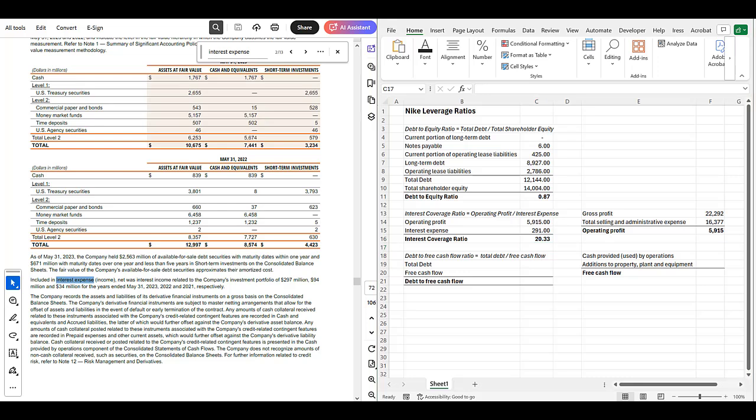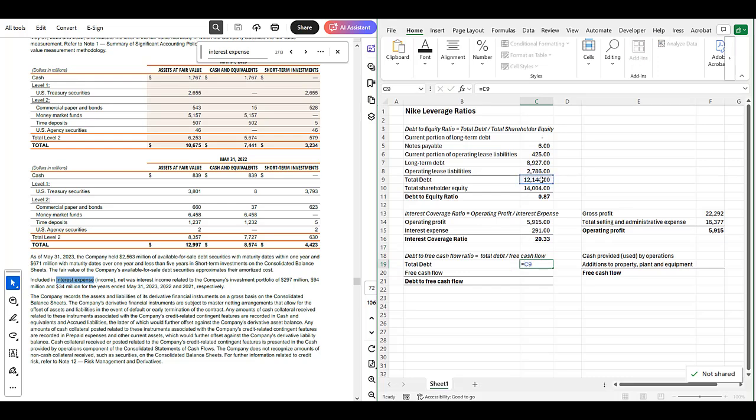If a company has a positive operating profit and a net interest income and not a net interest expense, I usually won't bother calculating the interest coverage ratio because there's essentially no interest that needs covering. Lastly, let's calculate the debt to free cash flow ratio. For that, we need total debt and free cash flow. We already calculated total debt.